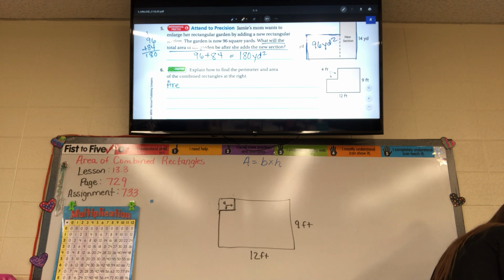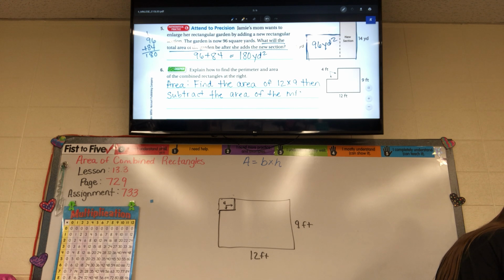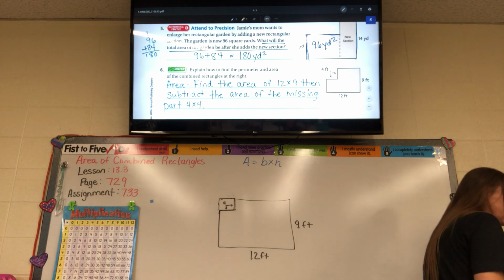Area: find the area of 12 by 9, then subtract the area of the missing part, 4 times 4. So let's do that real quick.